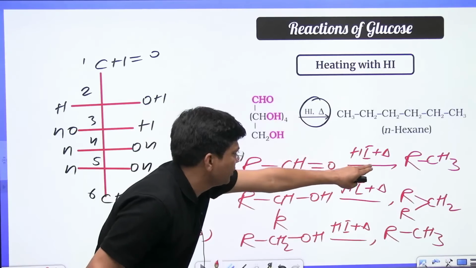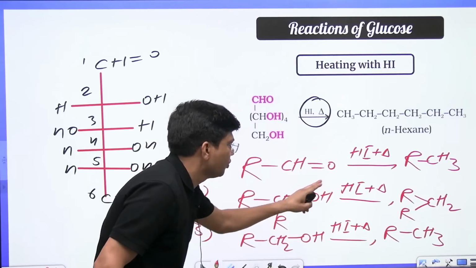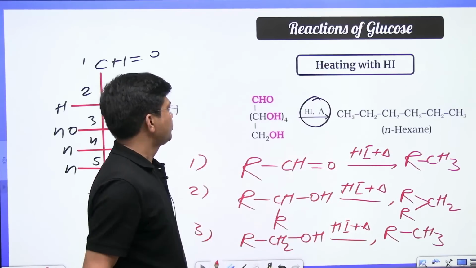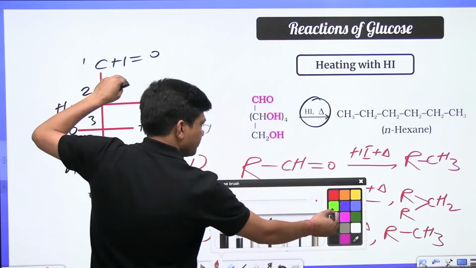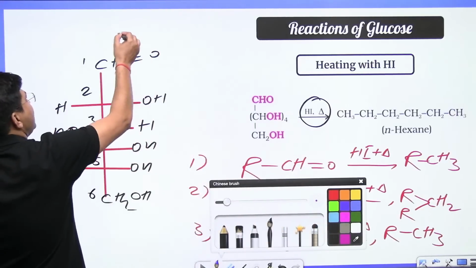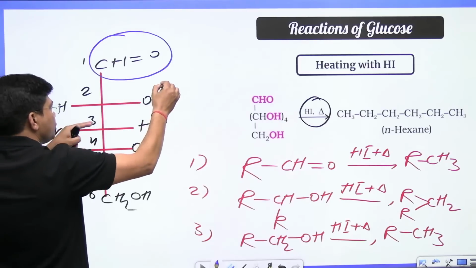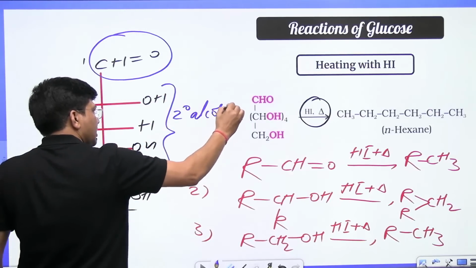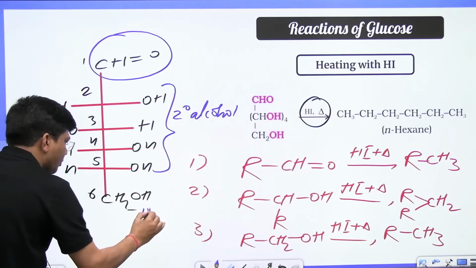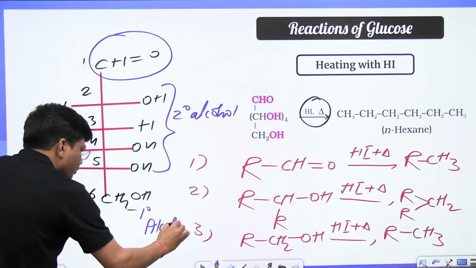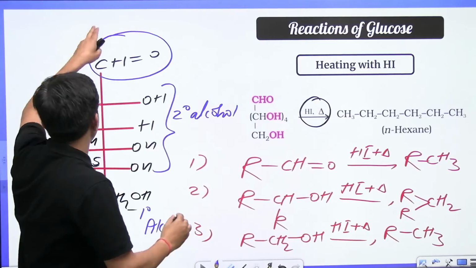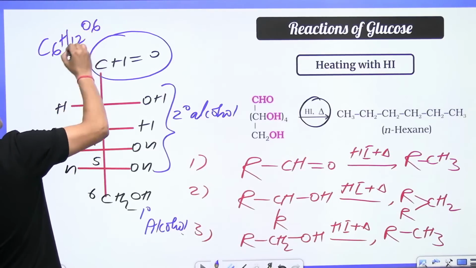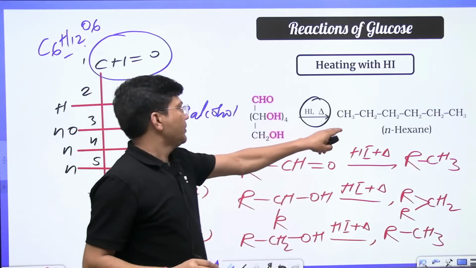This aldehyde will convert into alkane, this secondary alcohol will convert into hydrocarbon, this primary alcohol is also going to convert into the same. So see, this glucose has an aldehyde, this will convert into hydrocarbon. These four secondary alcohols will convert into hydrocarbon, and this is a primary alcohol. This will also convert into hydrocarbon. So how many carbons are there? Six carbons, C6H12O6. So all these six carbons will form hexane.